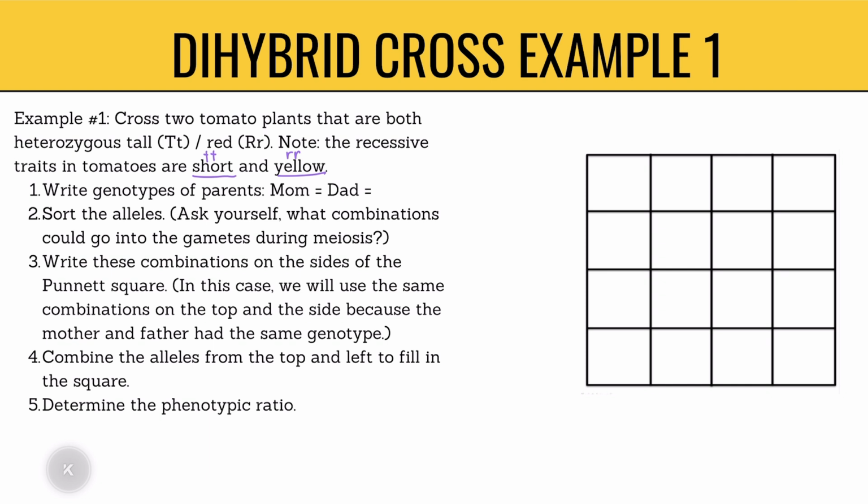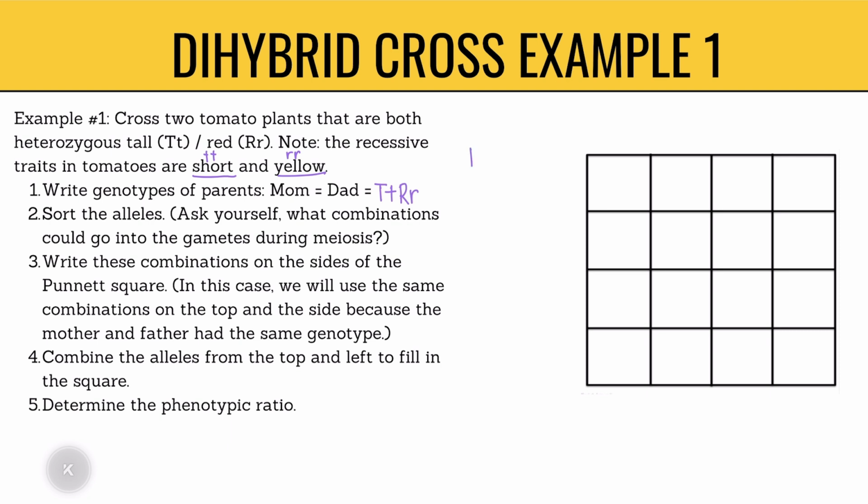So my step 1 is to write the genotypes of the parents, mom and dad. It says that both mom and dad are heterozygous for being tall, so big T, little t, and heterozygous for being red, big R, little r. Then the next thing I need to do is sort the alleles. So I'm asking myself what combinations could go into the gametes during meiosis. In order to do that, I will FOIL these options.